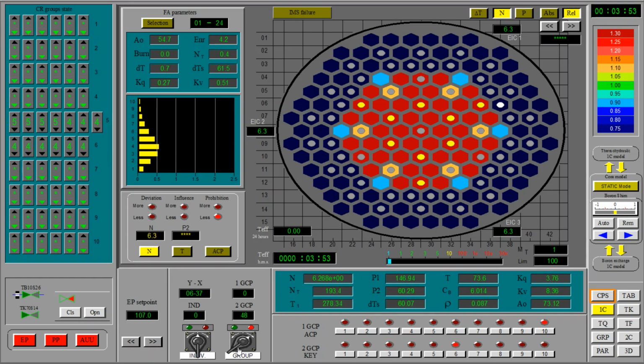And we continue withdrawing group 6. We are at 4 minutes of simulation. Group 6 will be withdrawn up to 80%, because if we continue withdrawing, it will drag group 7, and I don't want to touch group 7 because it's part of this natural boundary of rods that limit the inner hexagon that we created, the inner core inside the core.